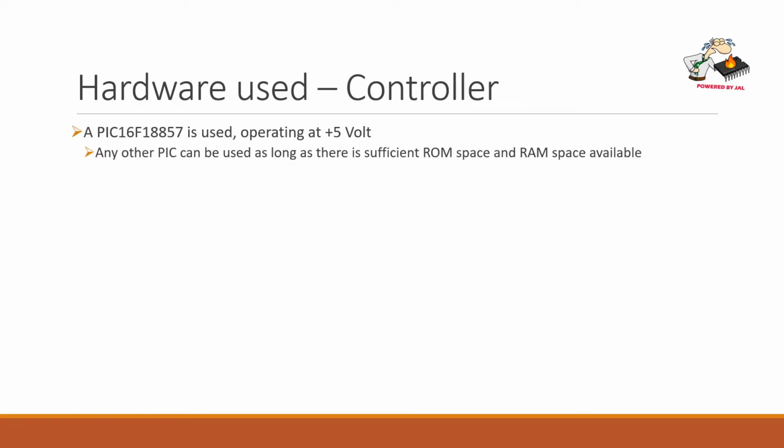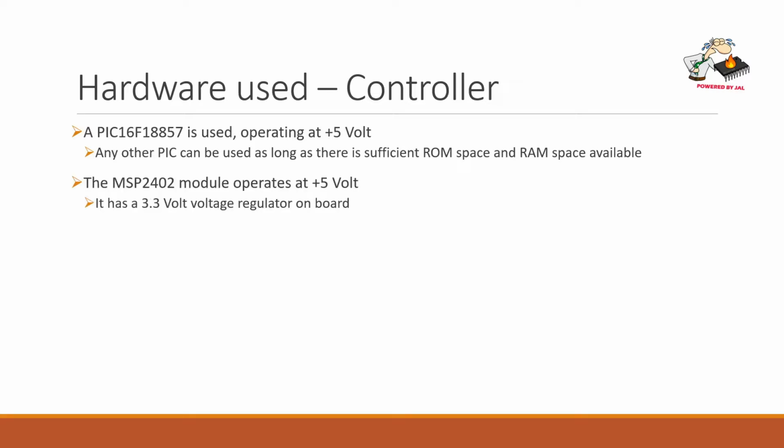And for the controller I'm using a PIC 16F18857, which operates at 5 volts. You can use any other PIC as long as there's sufficient ROM space and RAM space in the PIC. The module itself also operates at 5 volt. It has a 3.3 volt regulator on board, and the SD card which is on the board has a separate SPI connection.